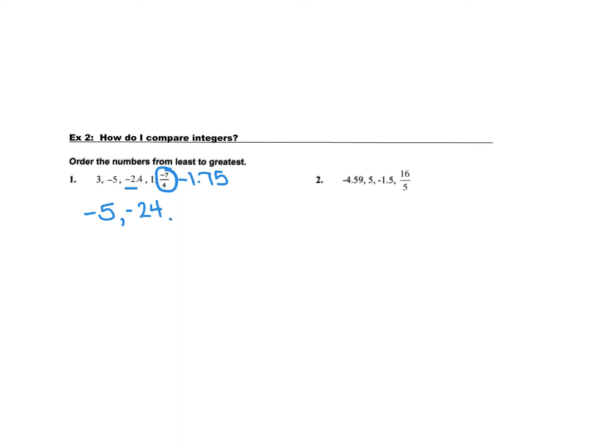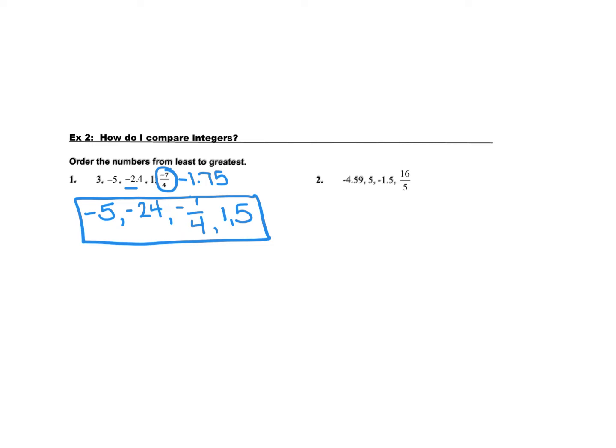And then the next one would be let's just rewrite it in its original form. Or you could write -1.75. That doesn't matter. So now we've done all the negative numbers. So now let's find our smallest whole number, or our smallest positive number, which is 1. And then we're going to have 5. All right, so now these are written in order from least to greatest.